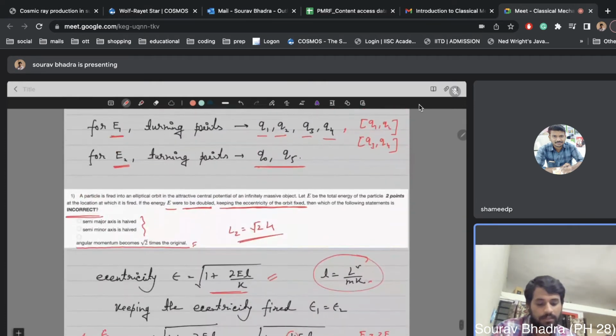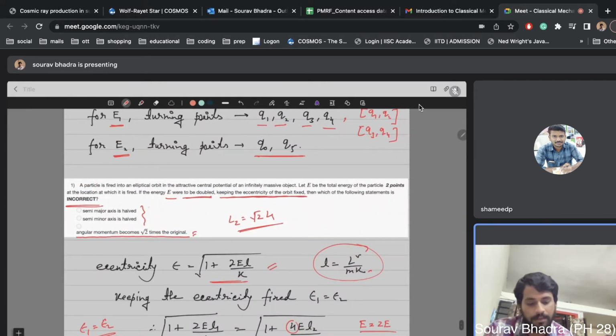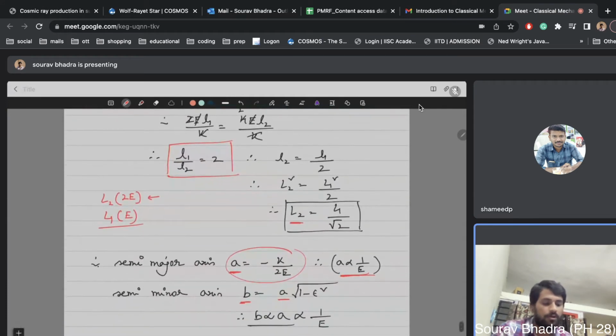So here it is written semi major axis is halved, it is correct. Semi minor axis is halved, it is also correct, but it was the wrong answer. So the wrong answer is actually your answer according to the question. This is the incorrect part. Always try to remember all these expressions. I have said repeatedly to remember them; if you can, it is so easy to calculate.